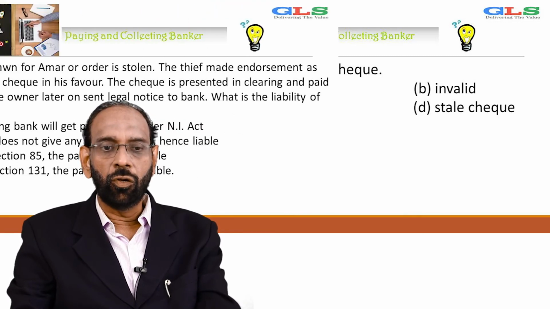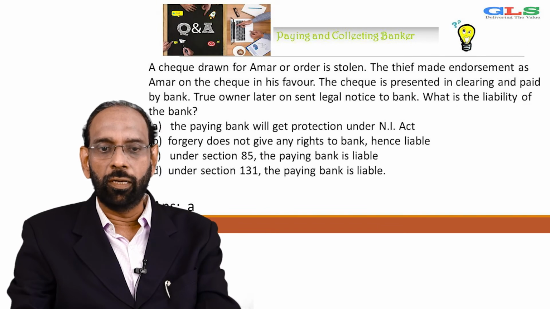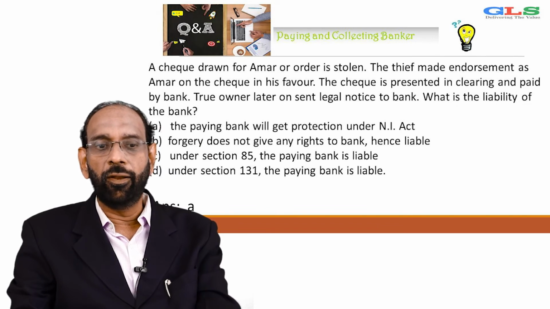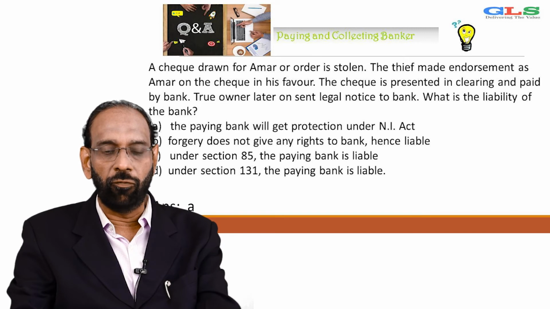A check drawn for Amar or order is stolen. The thief made endorsement as Amar on the check in his favor. The check is presented in clearing paid by bank. True owner later on sent legal notice to the bank. What is the liability of the bank? The answer are four options what we look at. The paying bank will get protection.